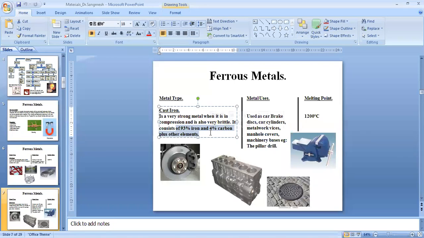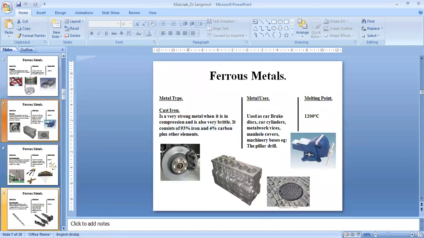We use cast iron for piston rings, piston connecting rods, car brake discs, car cylinders, metalworks, manhole covers, machinery bases, the pillar drill and all that. And its melting temperature, see here, the melting temperature of each material is going to be different. It is 1200 Celsius for cast iron.